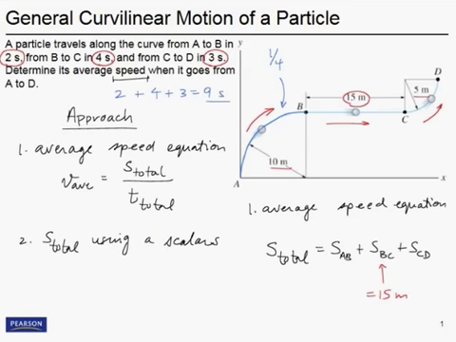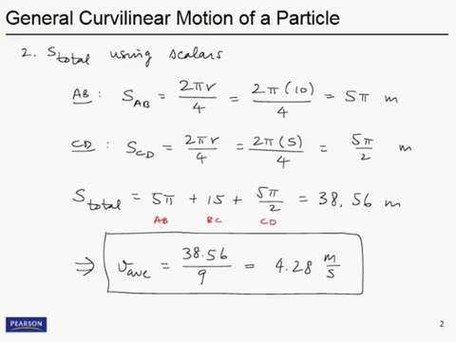Let's review what we did. We have a particle traveling along a curved path, and our goal is to determine the average speed. The average speed equation is easy enough to come up with: it's the total length of the path traveled divided by the total time it takes to travel along that path. In this case, the hardest part of the problem was determining the path length from A to B and from C to D. Once we recognize that those are just quarter circles, we can use our circle equations to figure out what those path lengths are and come up with the final solution for the average velocity, 4.28 meters per second.